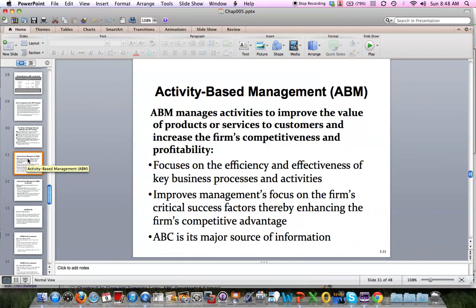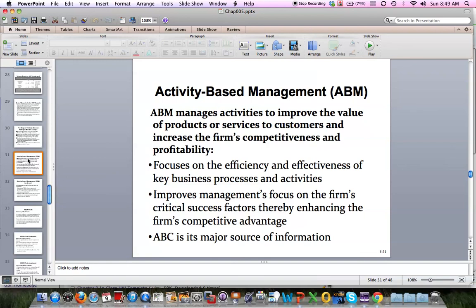Next then is the concept of ABM, activity-based management. They begin to talk on that on the bottom of page 142 for just a little bit, but mostly on 143 and 144. Activity-based management is really just managing the activities to improve the value of products or services to customers, increase profitability. So we're looking at all those activities that we discovered that we do, and we're trying to make sure that we're always effective and efficient in how we do them.